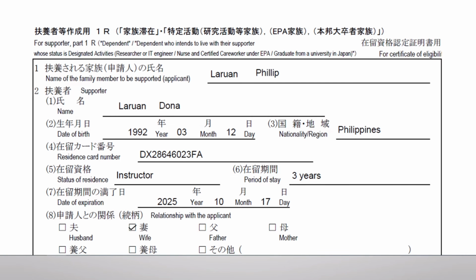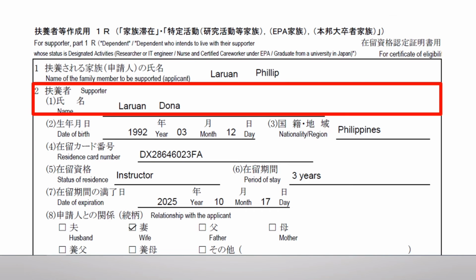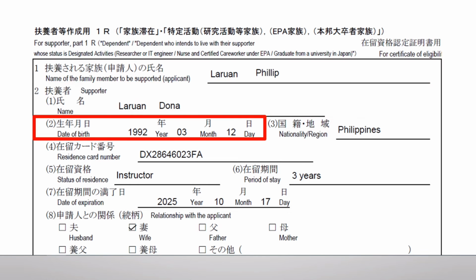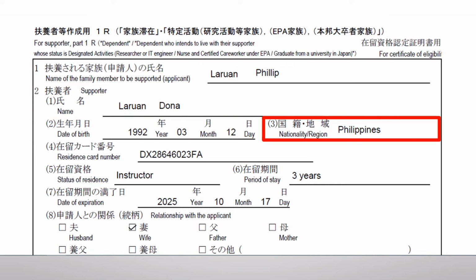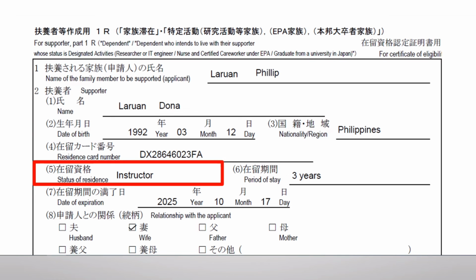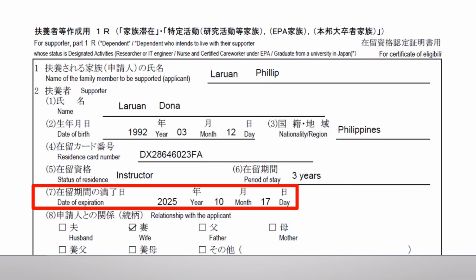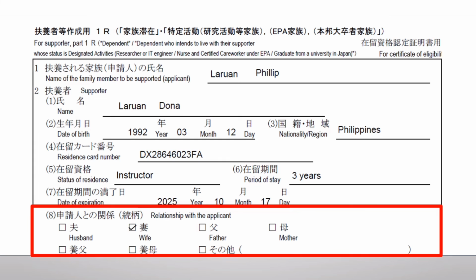The last page is about the applicant and the supporter or sponsor's information. Number 1, it's the name of the applicant, so again, my husband's name. Number 2 is my information as his supporter. First is name, date of birth, my nationality, residence card number, status of residence, my period of stay here in Japan, date of expiration. Number 8, my relationship with the applicant. I am his spouse, so I ticked wife.